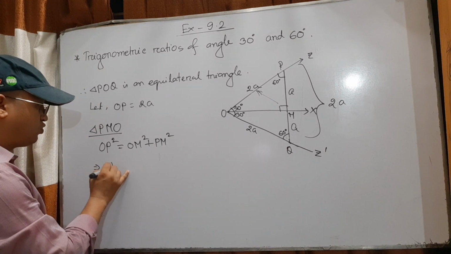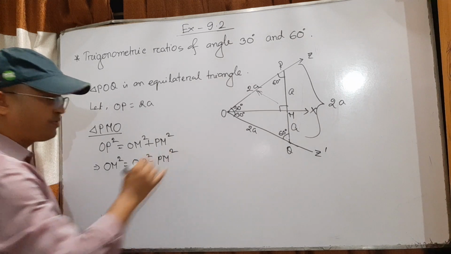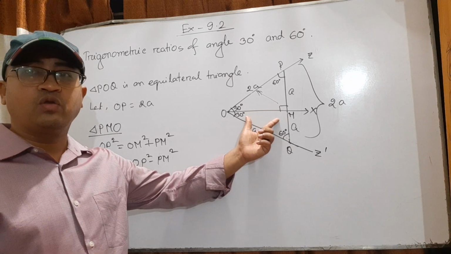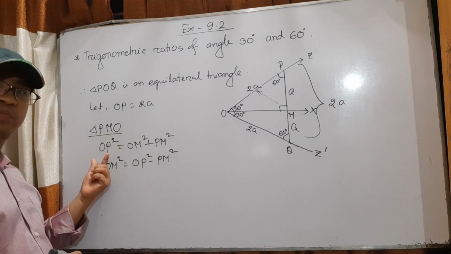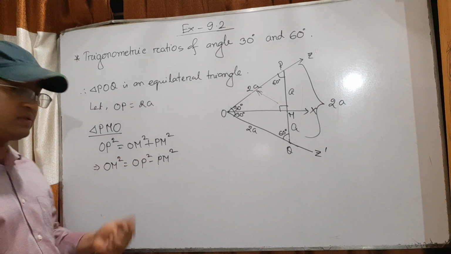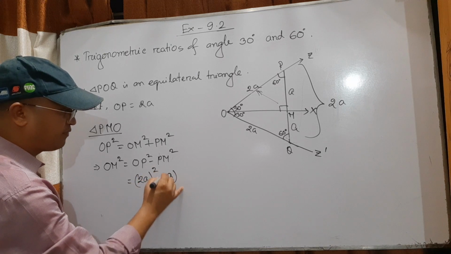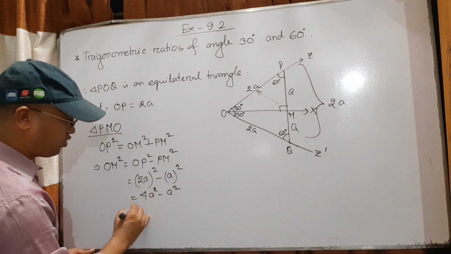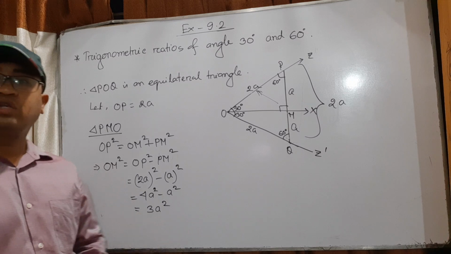So can I write OM square equal to OP square minus PM square? Because we don't know what is OM, we will find out the value of OM. So OM square will be OP square minus PM square. This PM will come to the side with OP and it becomes minus. So now write 2A whole square minus A square, that is 4A square minus A square, that is 3A square. So OM square equal to 3A square.